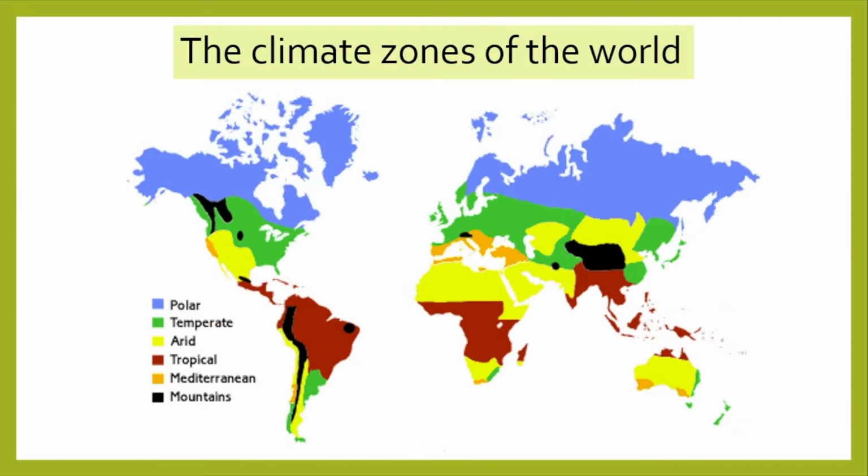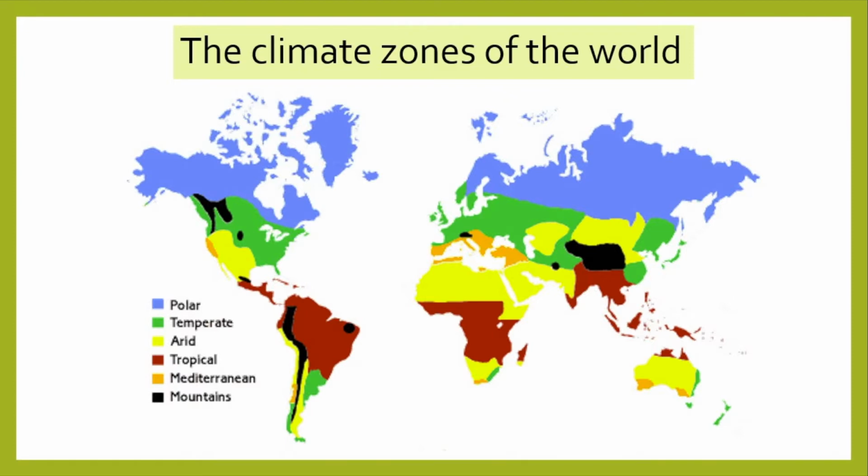So obviously, as we know from prior knowledge, these different climate zones have different characteristics attached to them. Polar, cold and dry. Temperate, mild and relatively wet. Arid, hot and dry. Tropical, hot and wet. All right, so obviously that's going to affect the flora and fauna. Flora being vegetation. Fauna being animals. It's going to affect the flora and fauna that can live there.